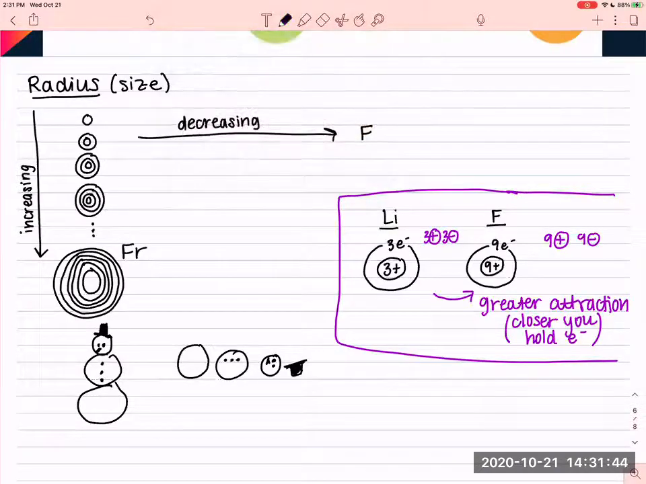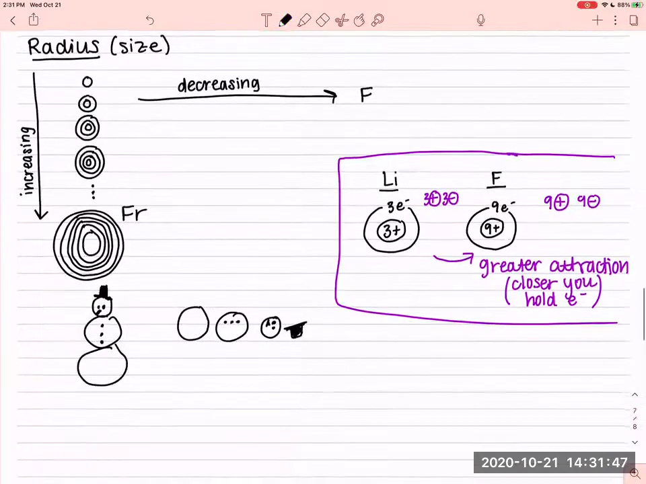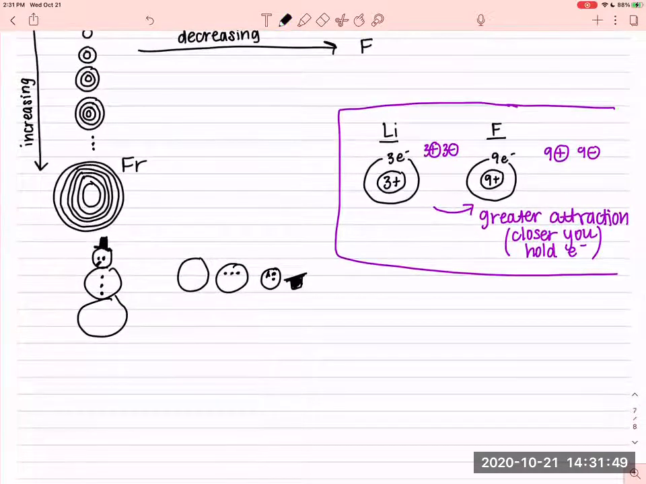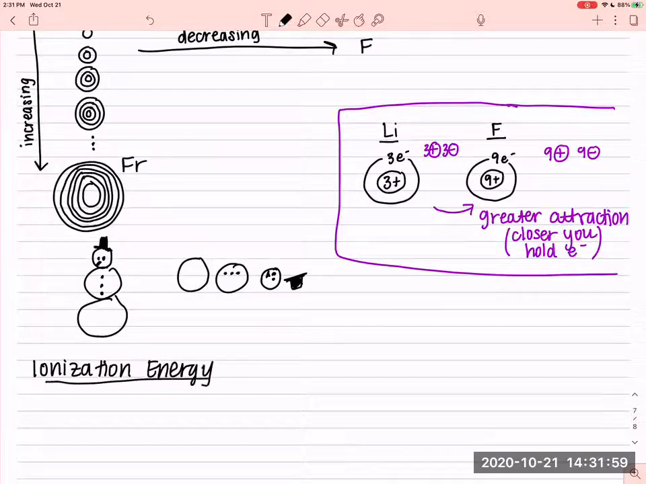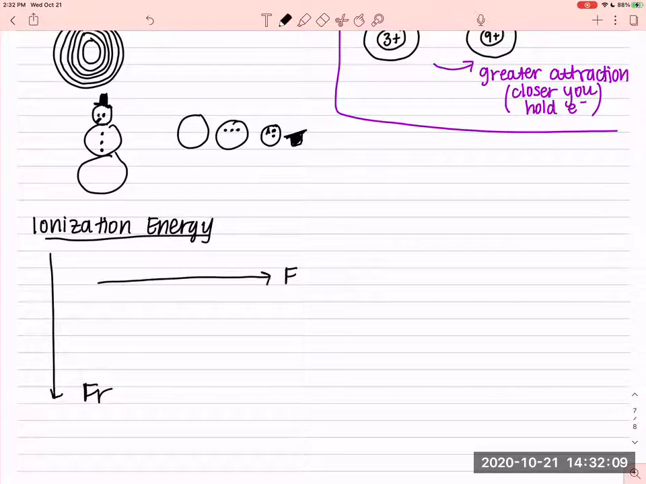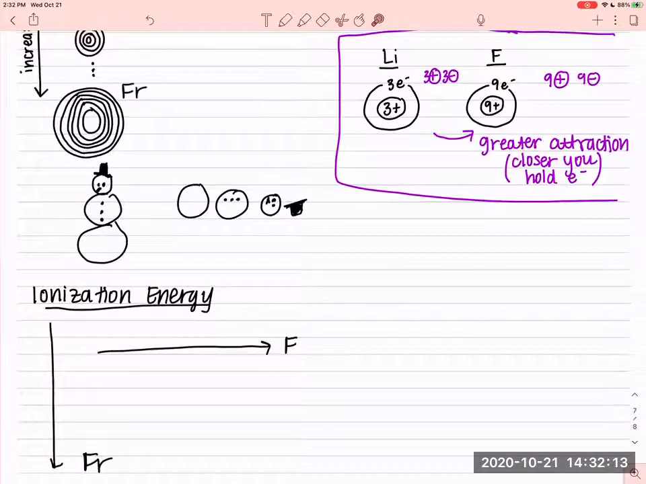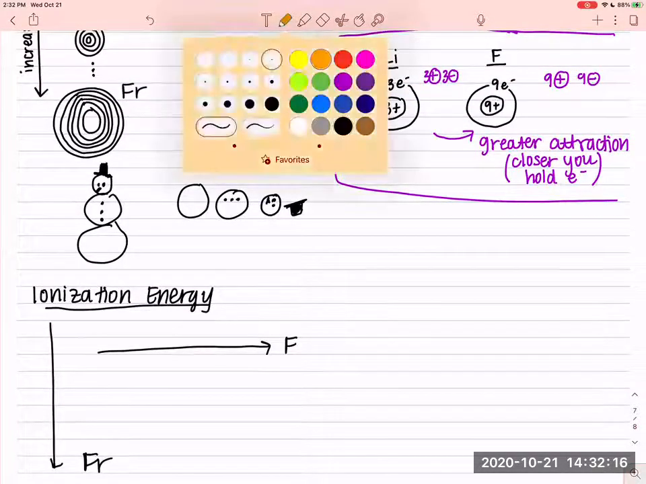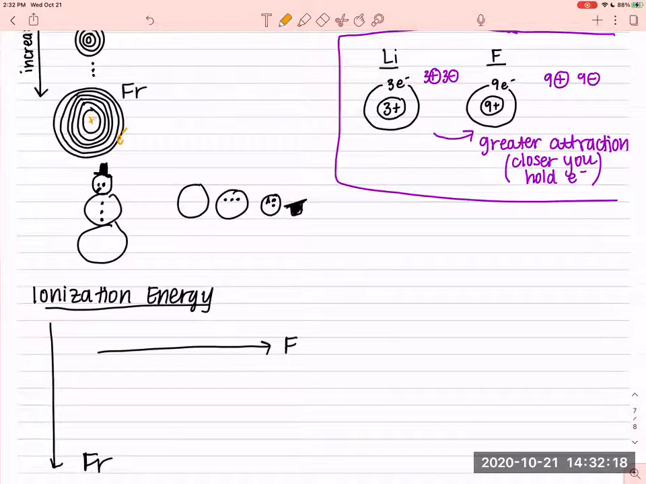If you're confused about anything, take a picture of this and then text me. So our next trend is going to be ionization energy, and this is based on the same ideas. It's the energy required to remove an electron. So we're going to look at, as I go down towards francium and as I go across towards fluorine, how easy is it to take an electron? The electron is hanging out right here. So let's say the electron is hanging out down here and the positive's all the way in the middle.